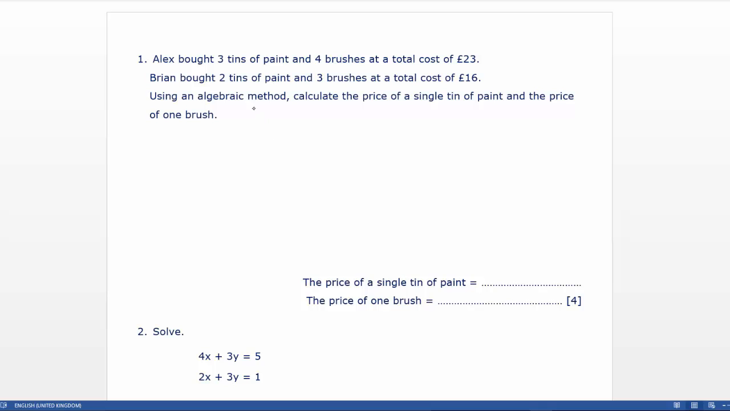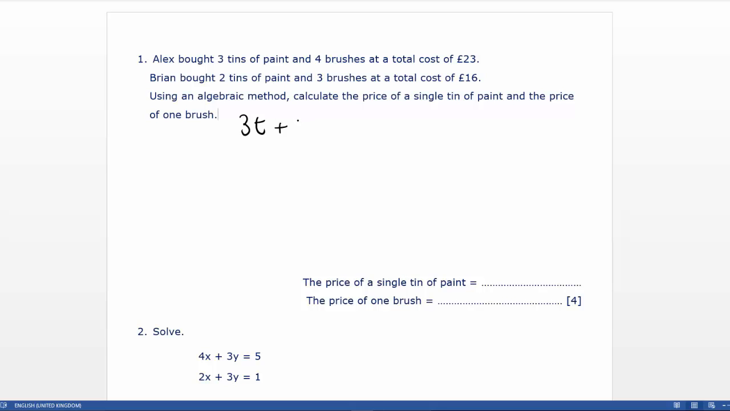Okay. Right. So what's the first thing I'm going to do, guys? What information is on the screen that I can use? There's 3 tins, so you could, for Alex, so you could put 3T. Okay. 3T. Yes. Plus 4B. Why am I going to write 4B?